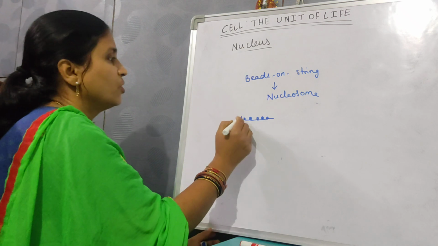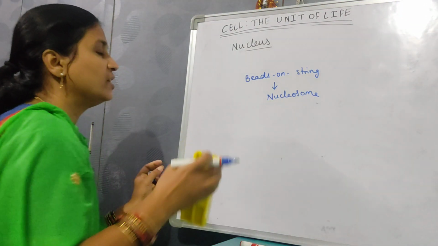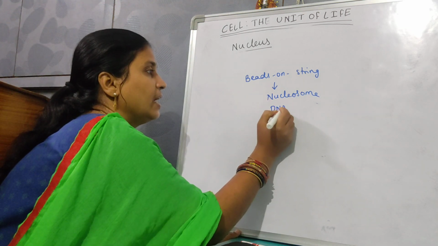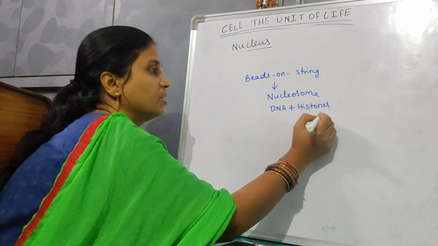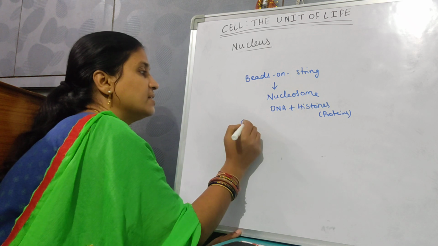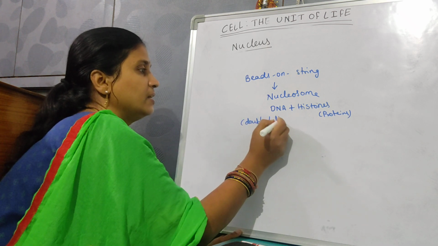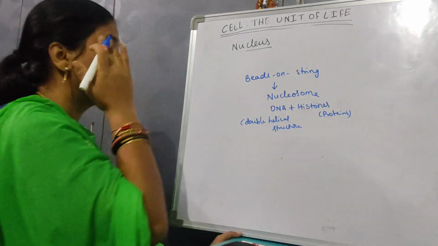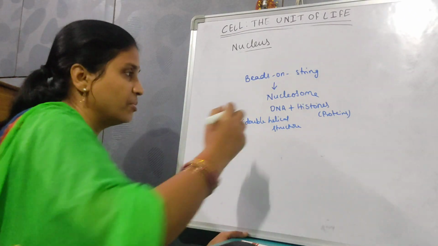Now we are going to study the structure of the nucleosome. The nucleosome is going to have DNA and histones. Histones are nothing but proteins. This DNA is a double helical structure. Four types of histones are present.